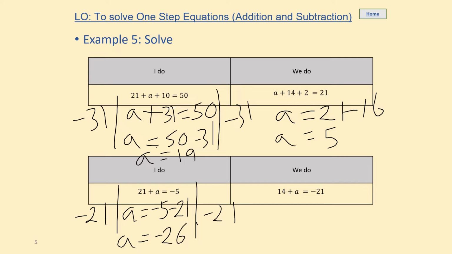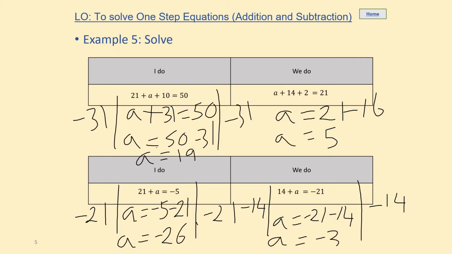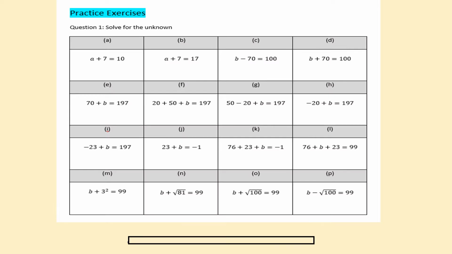Have a think of the we do. Yes, we'll take 14 from both sides. Yep, you're right, negative 21 minus 14. So it's going to become more negative. Okay, so A equals negative 35. Okay, pause the video if you need to copy any of those ones down, especially this section here. Okay, give yourself 10 minutes to have a go at these questions.